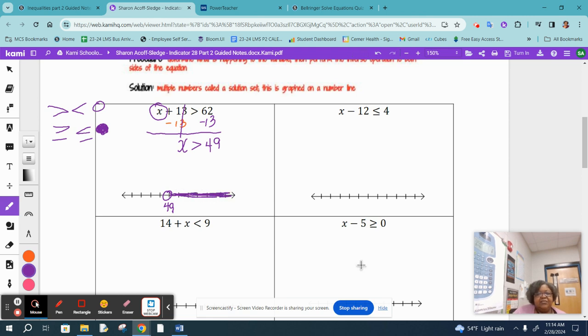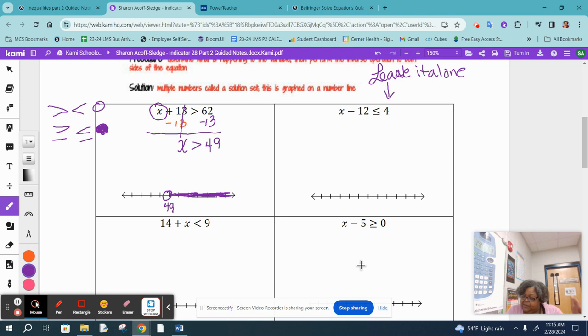Now let's do this one. We have x minus 12 is less than or equal to 4. So what's going on over here by the x? And like this number by itself, leave it alone. Do not add, subtract, multiply. Don't do anything to it. Leave it there. Do not mess with the 4. It's already by itself.